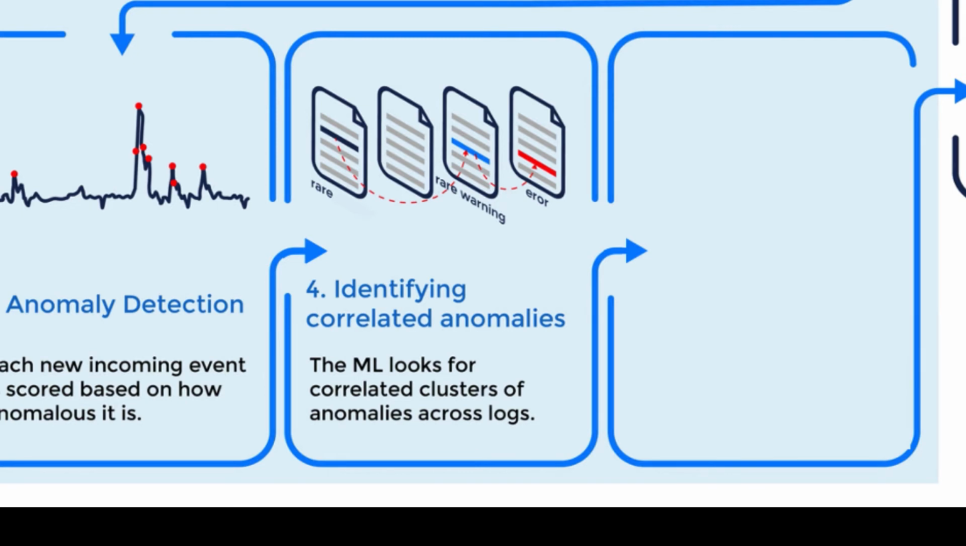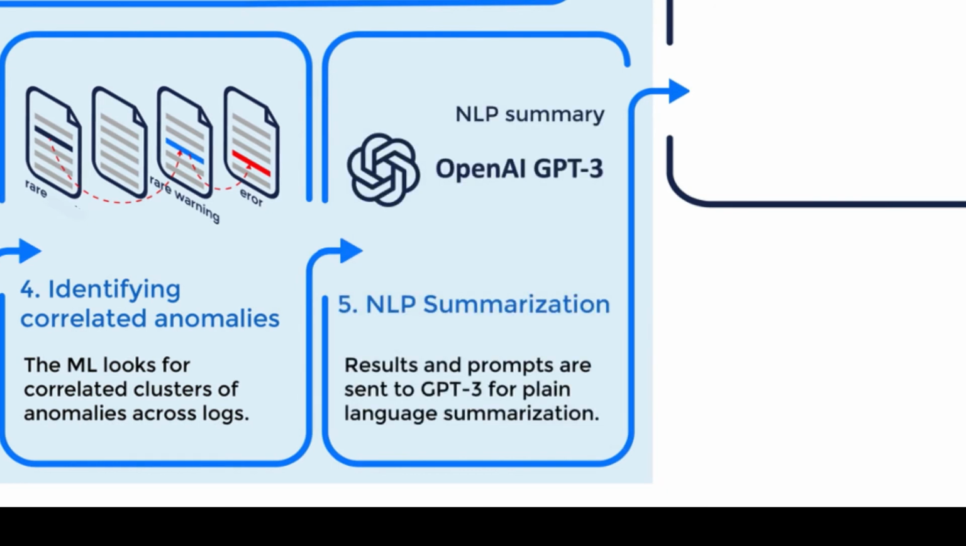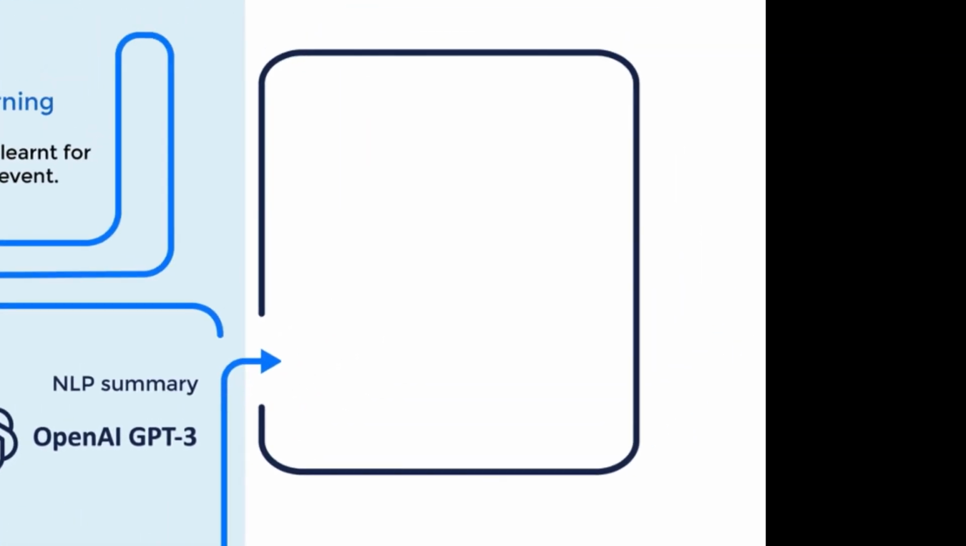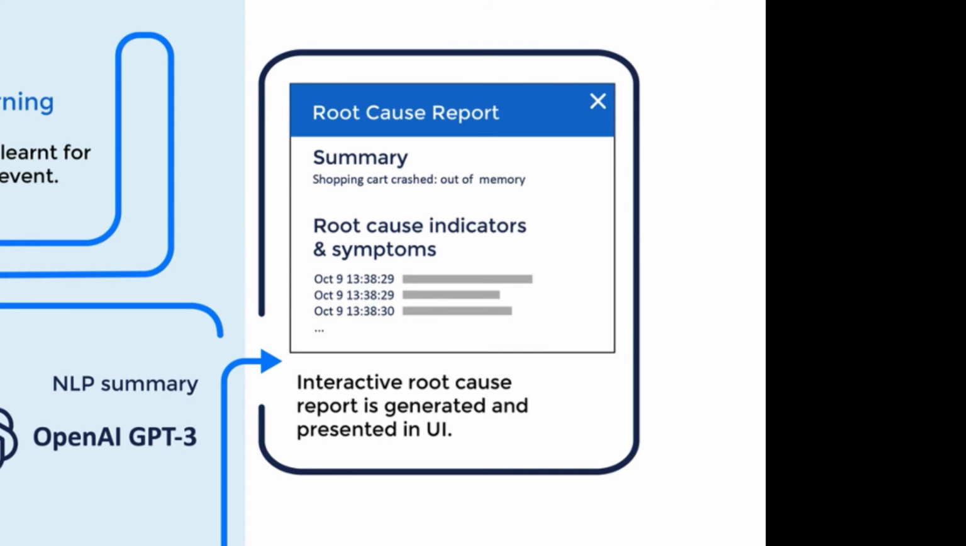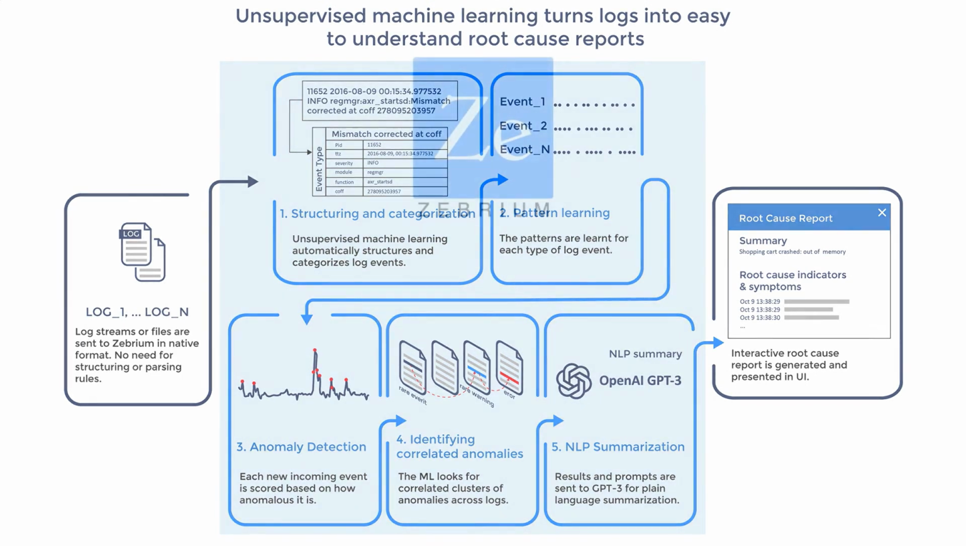And in real-life production, we are seeing greater than 90% accuracy in being able to pick out the right log events that explain the root cause. Next, we use GPT-3 to generate a plain language summary of the problem. We also generate the word cloud at this stage. And finally, this is all put together into an interactive root cause report that is available in the UI.